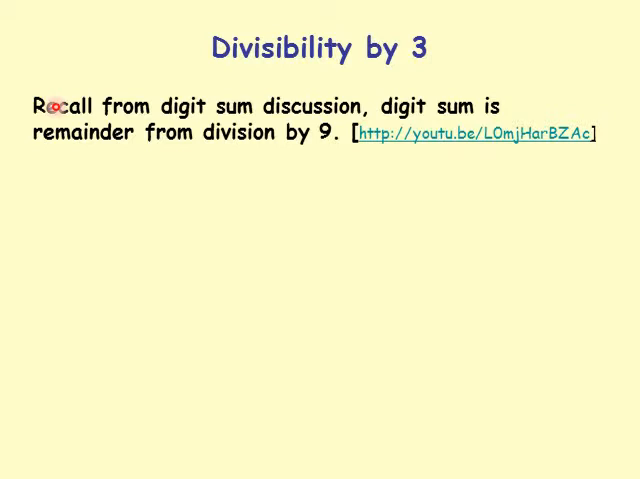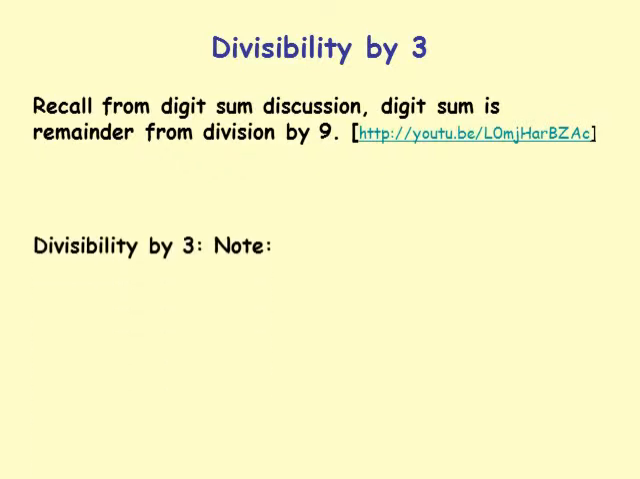Let's continue. We will check whether a number is divisible by 3. For that, let's see what to do. Recall from the digit sum discussion, a digit sum is the remainder of a number when divided by 9. We can compute the digit sum easily, and that digit sum is in fact equal to the remainder of a number when divided by 9, with one exception. When the remainder is 0, the digit sum is 9.